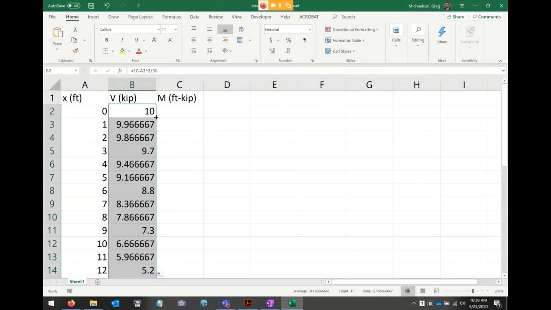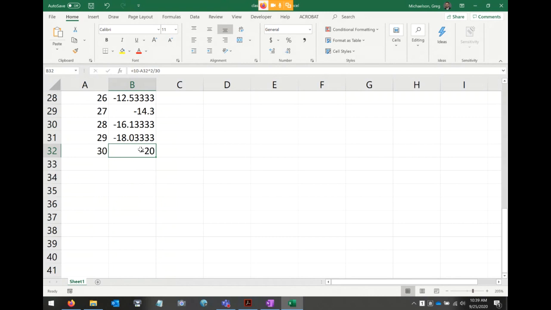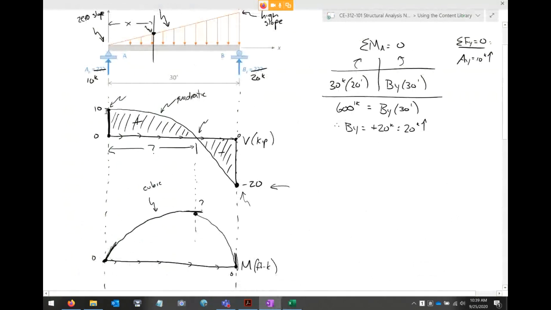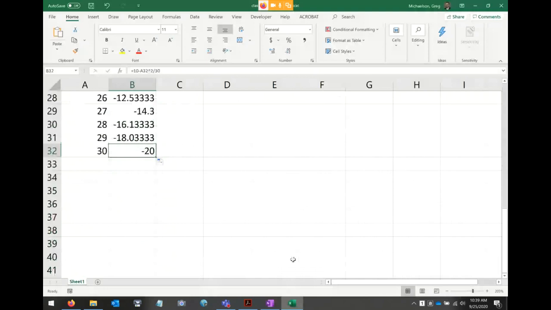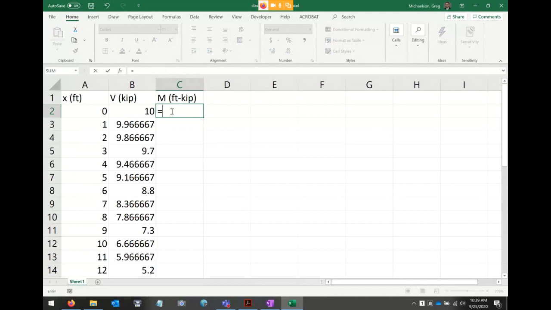Now let's look at the shear diagram. What do we start at? We start at 10 kips, and we scroll all the way down, and we end up at minus 20. Well, what did the shear diagram look like here? We started at 10, we ended up at minus 20. How about the moment? 10 times x minus x cubed over 90.